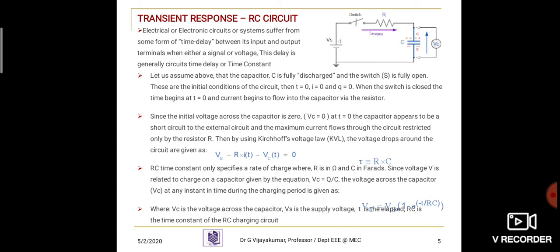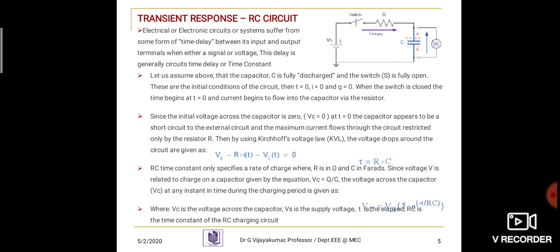According to Kirchhoff's voltage law, the voltage drop around the given circuit, Vs is equal to R into I of t plus Vc of t. Here t represents the time domain. We are going to analyze all the circuits, either RC circuit, RL circuit or RLC circuit, in two ways. One is the time domain and the other is the Laplace domain, or S domain.